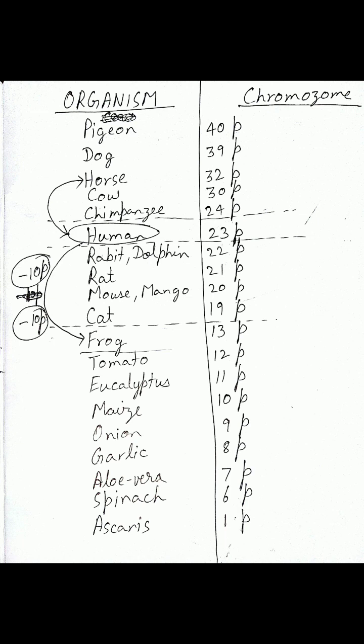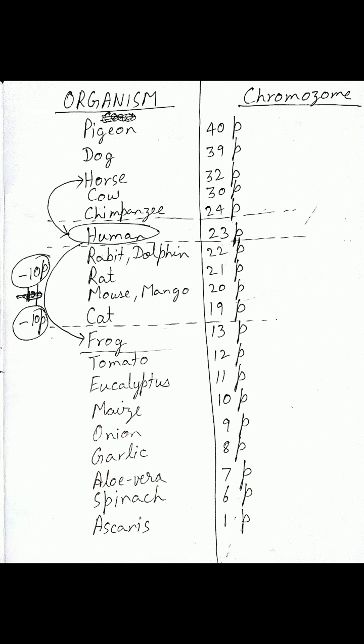Remember this, aloe vera has very long leaves, right? Long thick leaves. Another leafy vegetable is spinach, the one that is eaten by Popeye the sailor man, right? So spinach has 6 pair of chromosomes.